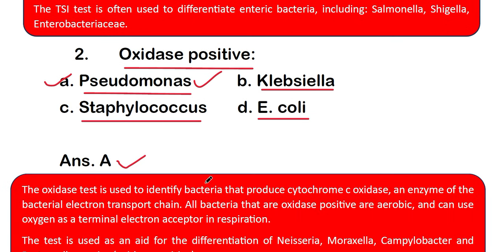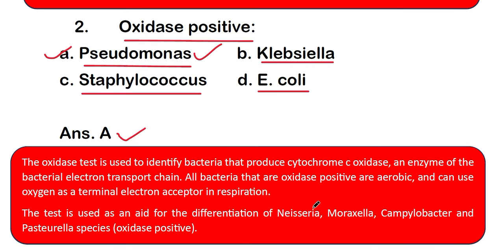So what is oxidase positive or oxidase test? The oxidase test is used to identify bacteria that produce cytochrome C oxidase, which is an enzyme of the bacterial electron transport chain. And all bacteria that are oxidase positive are aerobic and can use oxygen as a terminal electron acceptor in respiration. Okay, so this oxidase is related to using oxygen as a terminal electron acceptor in respiration. So which bacteria have this oxidase enzyme? They are aerobic. So the test is used as an aid for the differentiation of Neisseria, Moraxella, Campylobacter and Pasteurella species, which are oxidase positive.